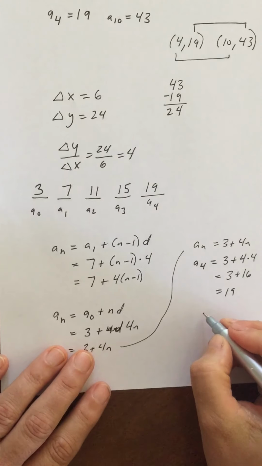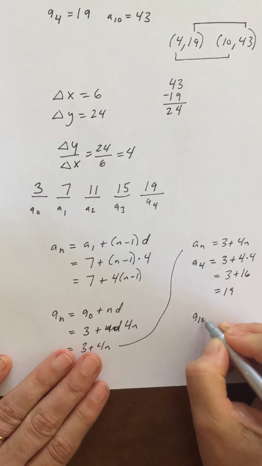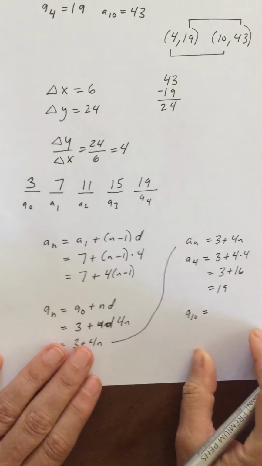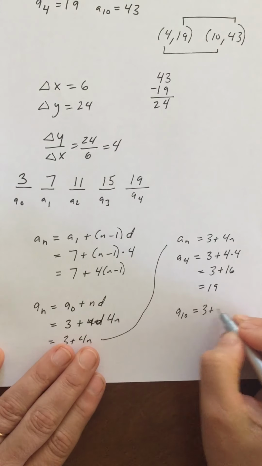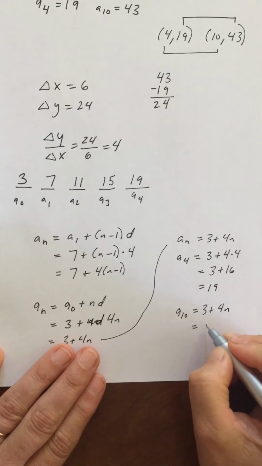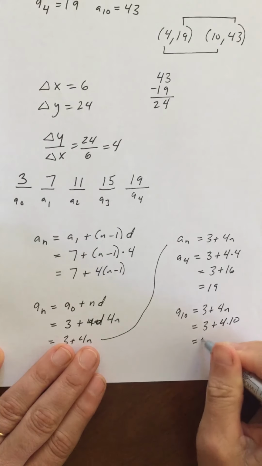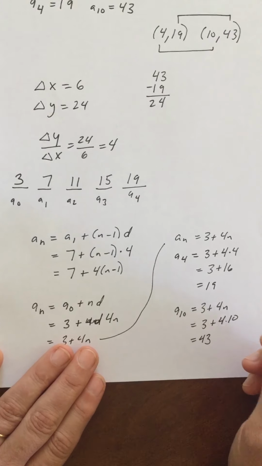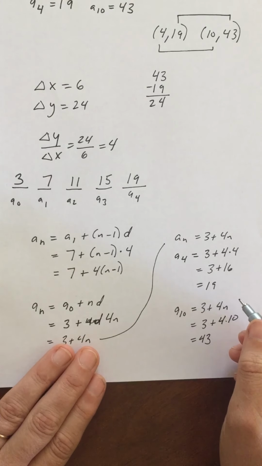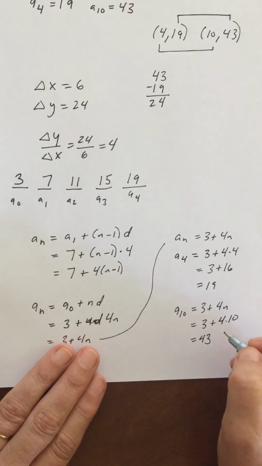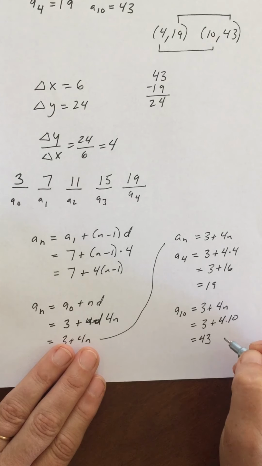Of course, if I wanted to check another value, I could. Let's check that a10 really is 43. Then 3 plus 4n is 3 plus 4 times 10, which surely is 43. These are easy to check once you have them, so there's no reason to miss these, because you can always double check by plugging the points into the formula again and making sure you get the results you would expect.